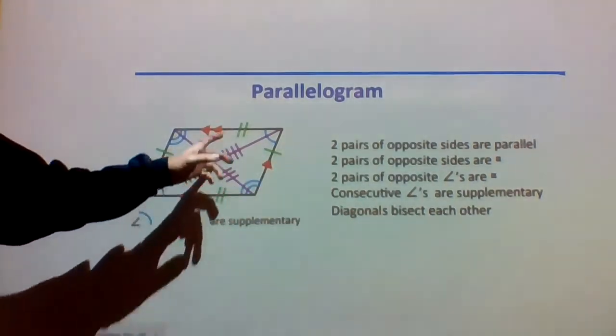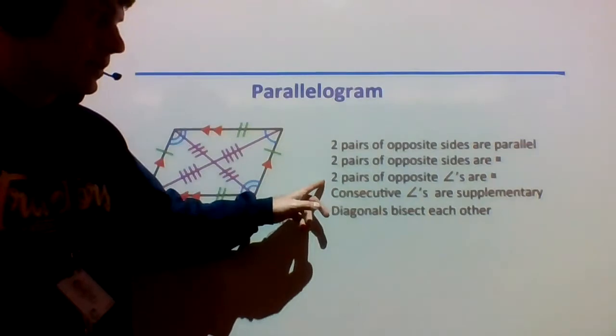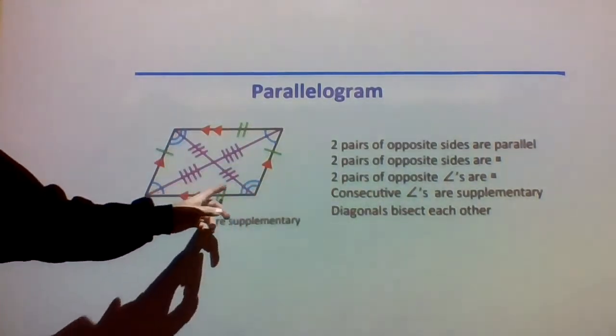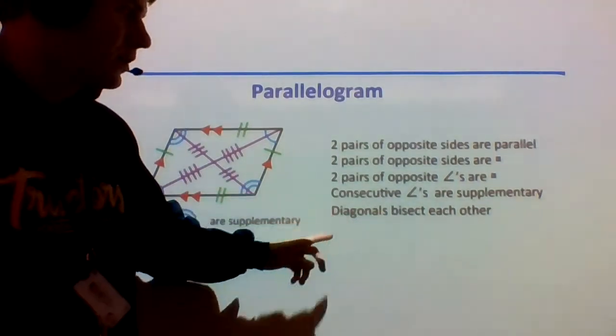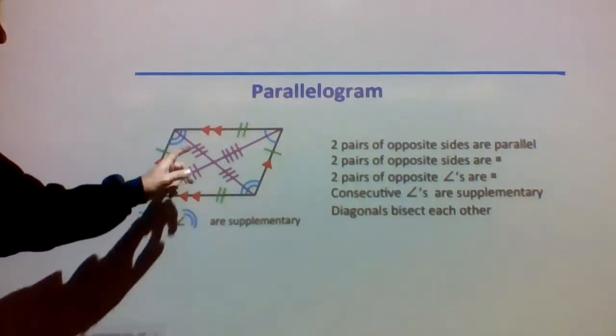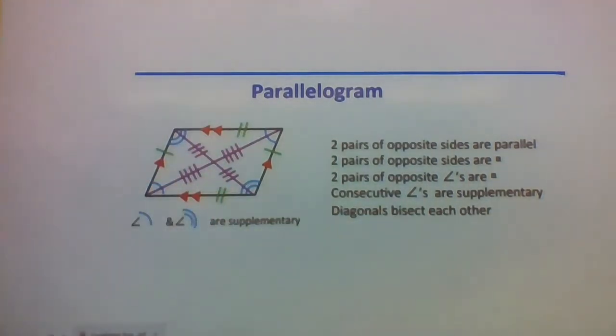Two pairs of opposite sides are congruent. Opposite angles are congruent. Consecutive angles are supplementary; they add up to 180. And the diagonals bisect each other. They split each other in half. So this piece and that piece are the same, and that piece and that piece are the same.